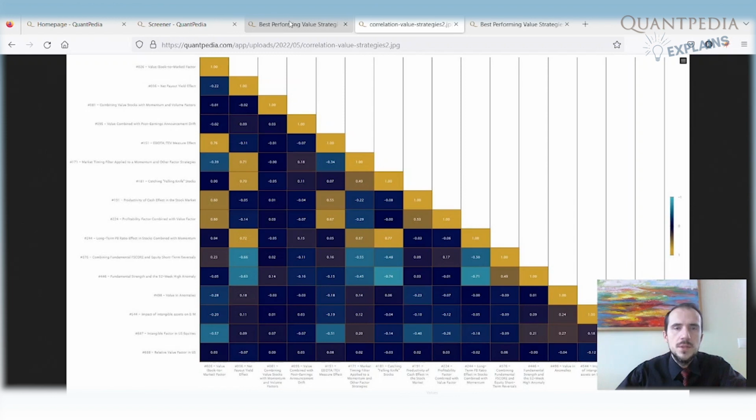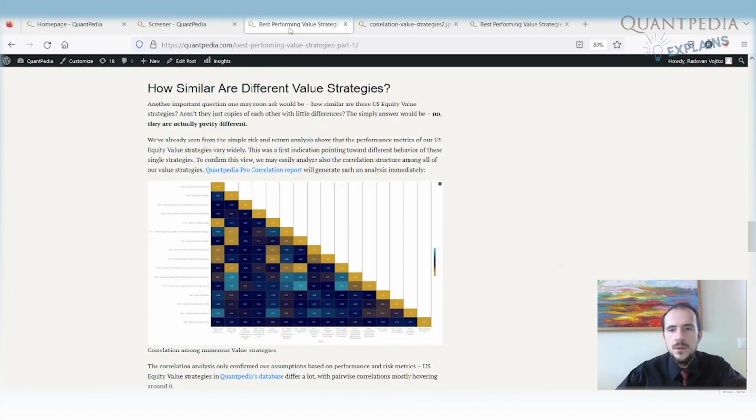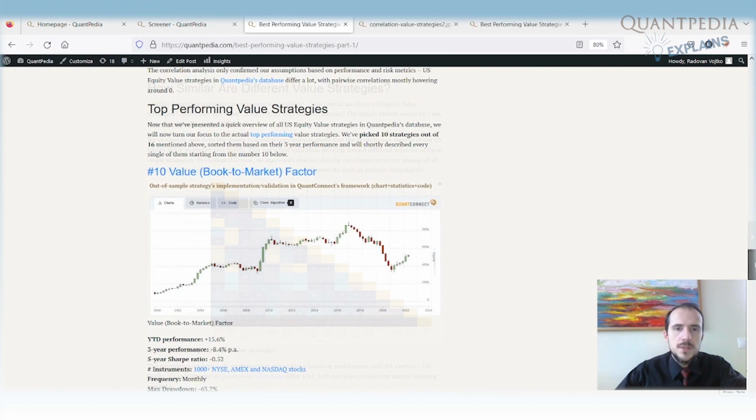What this means is that we can create a very interesting portfolio. We can gain from diversification. We can be diversified very well among different value strategies and among variants. So let's get straight to the point.